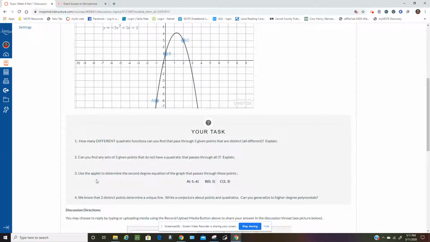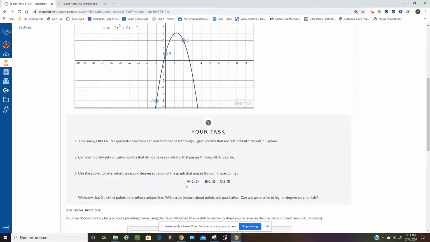It says we know that 2 distinct points determine a unique line. We'll write a conjecture about points and quadratics. And can you generalize to higher degree polynomials? 2 points would be degree 1, that's a line. 3 points would be degree 2, which would be quadratic. So I'd need 4 points to make a cubic, 5 points to make a quartic, and so on. So the number of points that we need would be 1 more than the degree of the polynomial that we're going to write. I'll show you how to get this equation here using matrices.